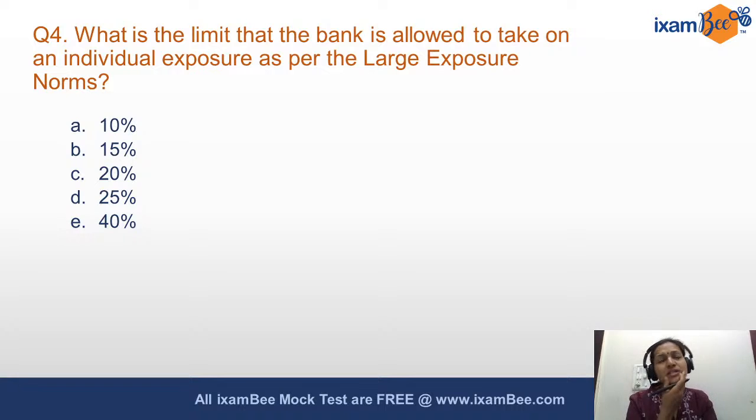Okay, next question. What is the limit that the bank is allowed to take on an individual exposure as per the large exposure norm? So we just stated that under the TLTRO, if you are lending to the entities in the stress sectors, they will not be counted towards large exposure norms. But what is actually the large exposure norm for a bank on an individual exposure on a company?